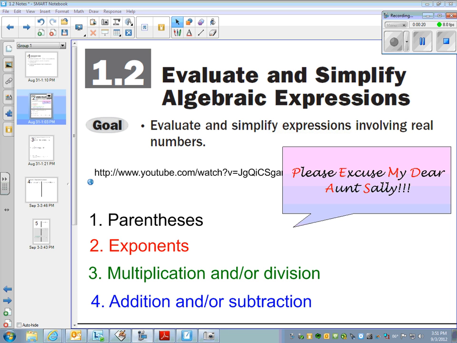The order of operations is really important, mainly because then we're all speaking the same language as far as math goes. Anybody who's ever traveled abroad or anything like that, you know how hard it is if they don't speak the language.